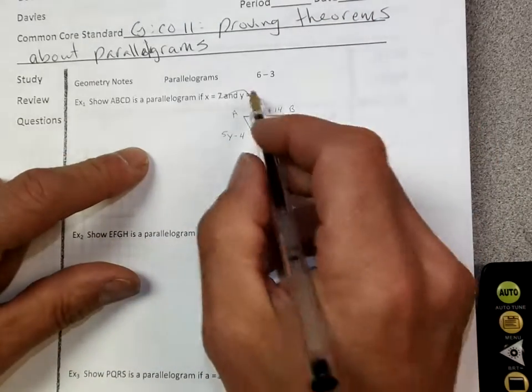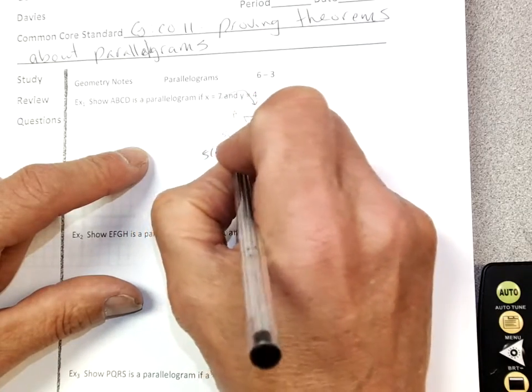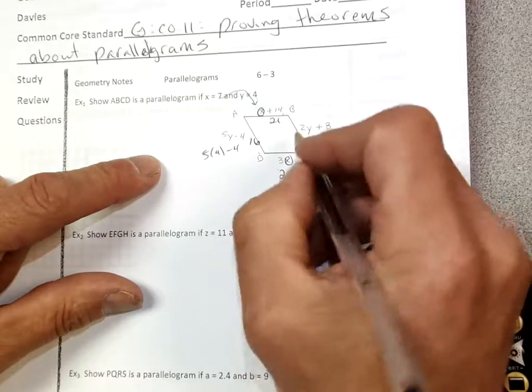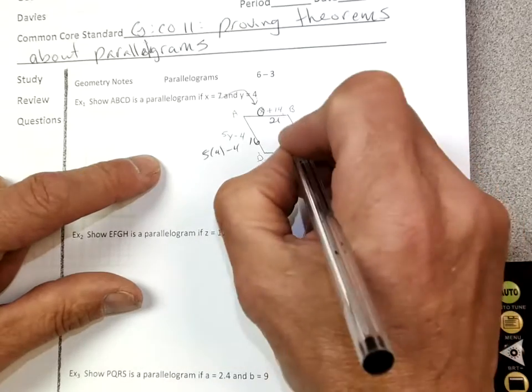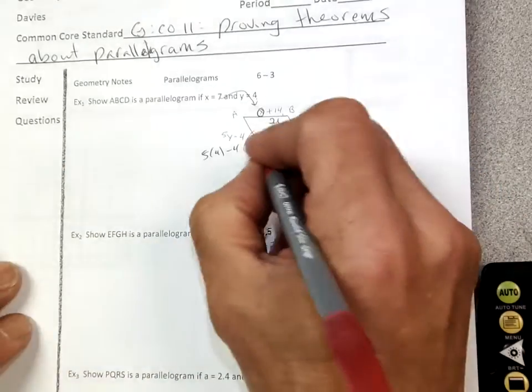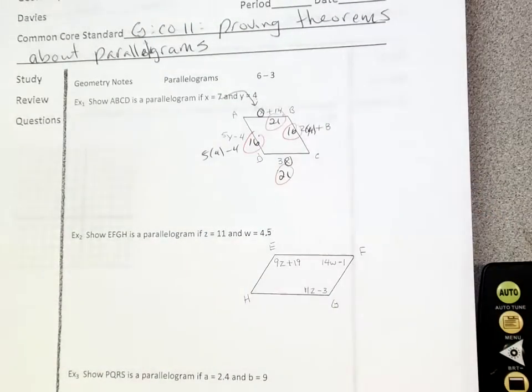Now let's plug in the 4. If y is 4, we're going to go 5 times 4 minus 4. 20 minus 4 is 16. We'll plug in the 4 here. 2 times 4 is 8. 8 plus 8 is 16. So our opposite sides equal 16. 16, 21, 21. Yes, it's a parallelogram.